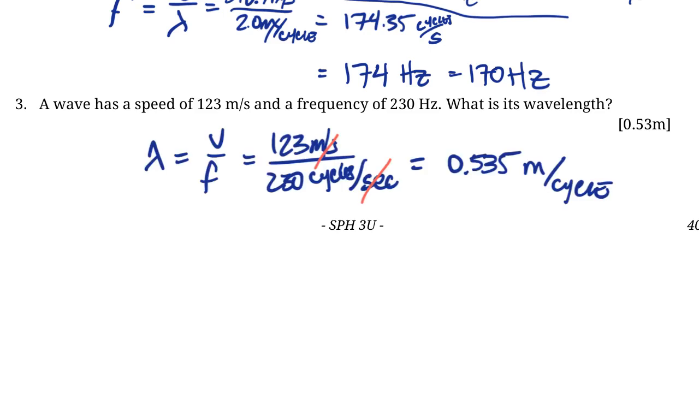So rounded to three significant figures, the answer should be 0.535 meters per cycle. One thing to note for this, you don't actually need to put the "per cycle" when I ask you to calculate the wavelength. If you just put 0.535 meters, I would have been absolutely okay with that.